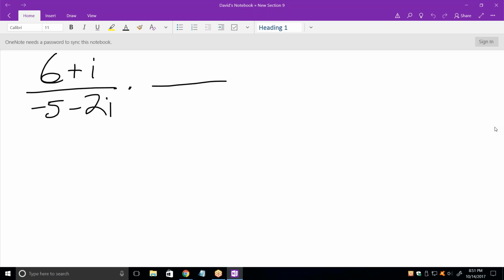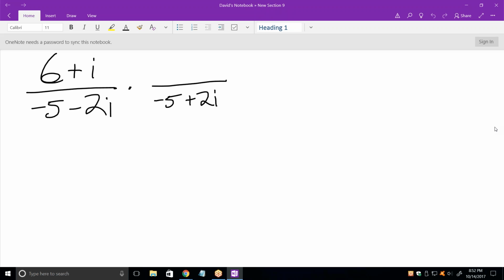What's it called? I know what it is. Conjugate. You don't need to know the name, actually. All you need to know is what it is. Is it plus 5 plus 2i? The only difference is the middle sign, so is it negative 5 plus 2i? You don't change the signs of both terms. You just change the middle sign.